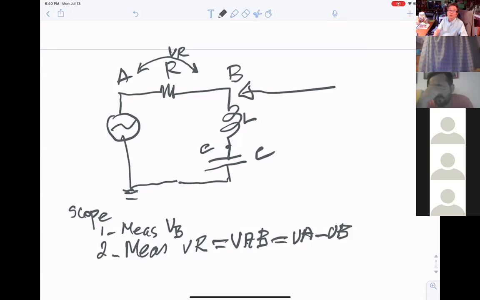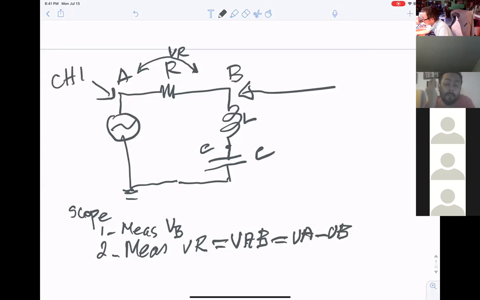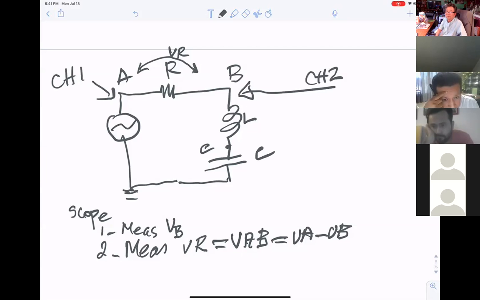Now, if you're using the oscilloscope, you cannot use only one channel. You must have two channels. Okay? So, you connect into here, channel 1, and you connect into here, channel 2. Right? Channel 1 into A, channel 2 into B. Where do you connect the ground on both? Now it must be ground all the time. Common. They have to tie together.